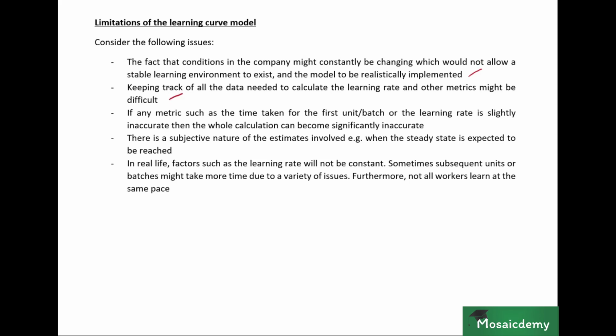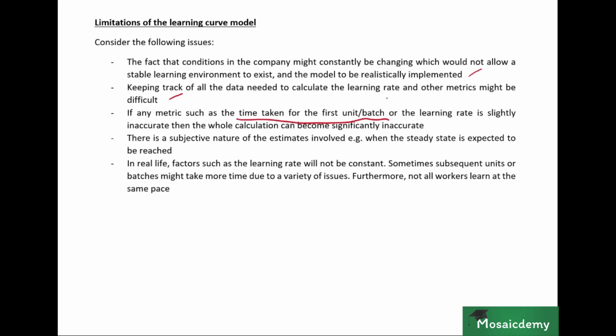Furthermore, you need to consider the fact that the whole calculation is kind of simplistic, wherein you rely on metrics like the time taken for the first unit or batch, and then applying a learning rate on that. And even if the learning rate or the time taken for the first unit or batch is slightly off, it could have a significant impact by the time you reach the calculation for, let's say, the 100th batch, right? And that would mean your whole analysis might become inaccurate.